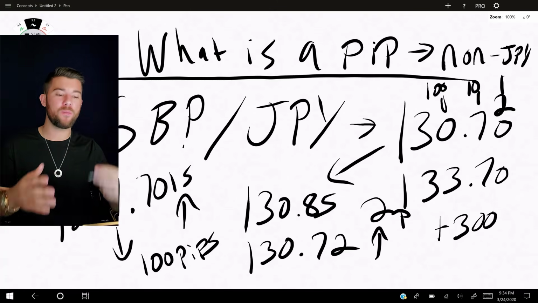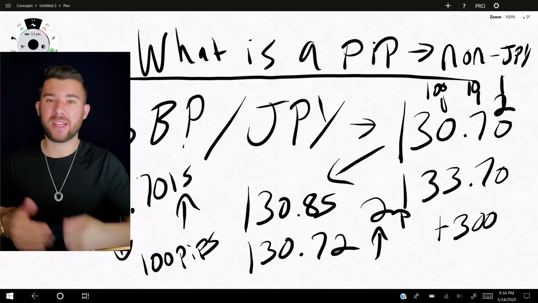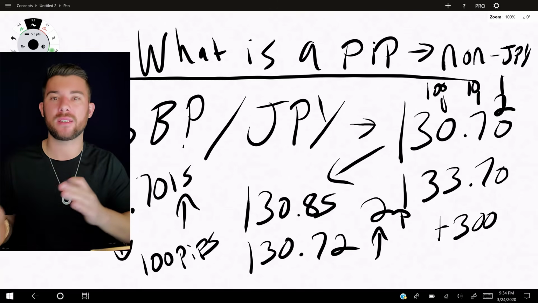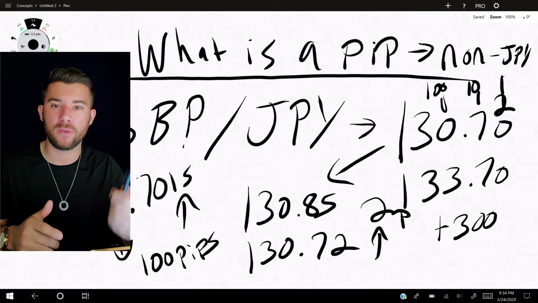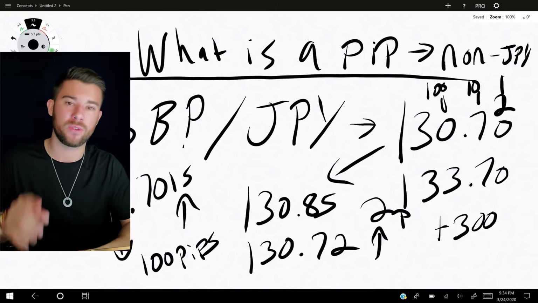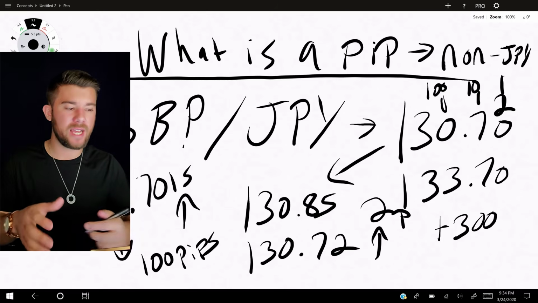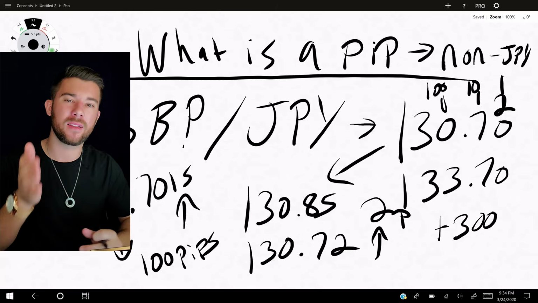So I hope that now you have a really good grasp of what a pip actually means and how to calculate a currency's value against another one. This is a very important foundational step to beginning your foreign currency trading career. So it's definitely necessary to have in the arsenal. And up next, we're going to talk about what is the actual value for each pip, how to calculate order size, and a little bit about leverage.